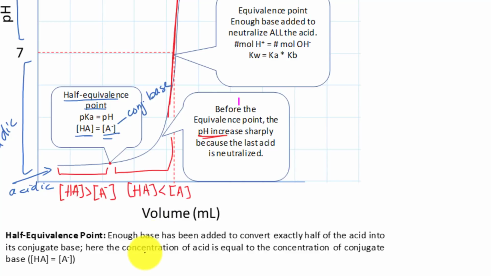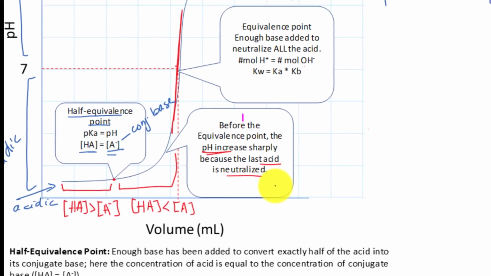Because now, if you have no more acid in there, you're going to have the base, right? And when we have the base, we have this range from 7 all the way to 14. That's the reason why we have that sharp increase in pH, because the last acid is being neutralized. And if there is no more acid left in the solution, the pH is going to go a lot higher.